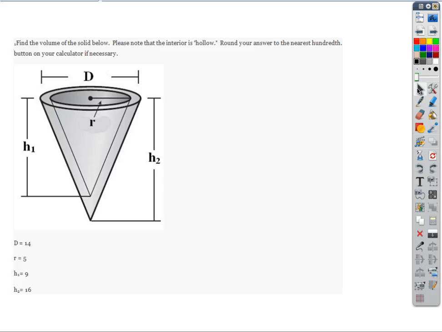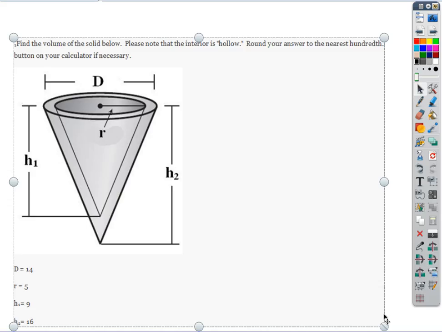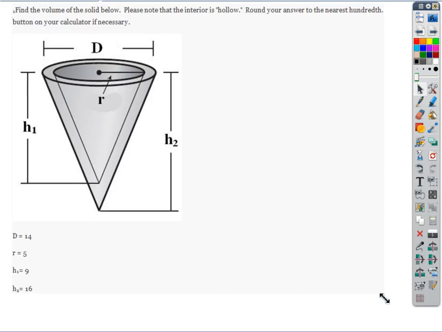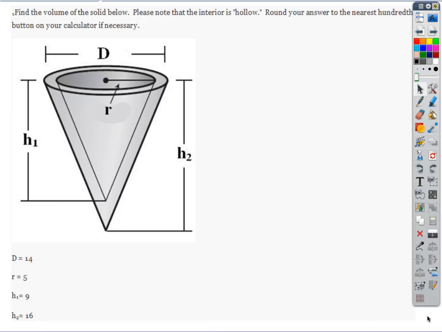This one looks pretty hard, but it's not a big deal at all. Find the volume of the solid below. Please note that the interior is hollow. Round your answer to the nearest hundredth. Okay, use pi button if necessary. So this is like what is that making? It's like a vase or like an ice cream cone. Yeah, it's like the shell of an ice cream cone. We're finding the volume of it, right?